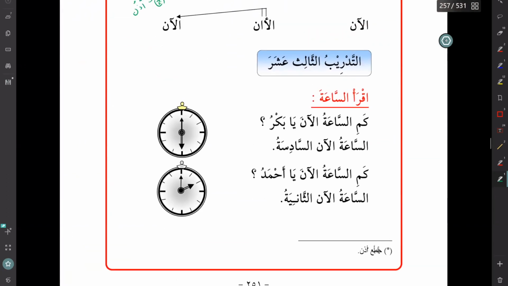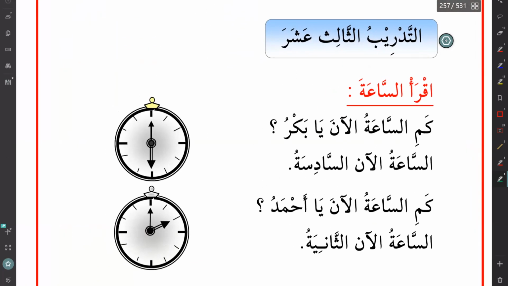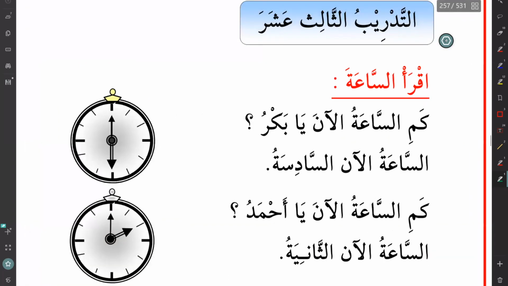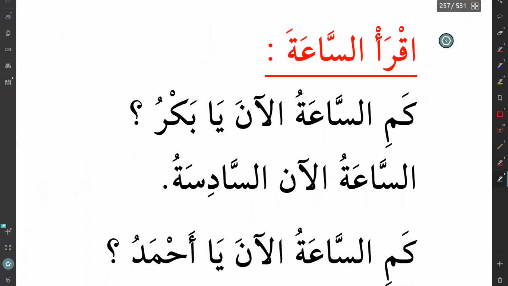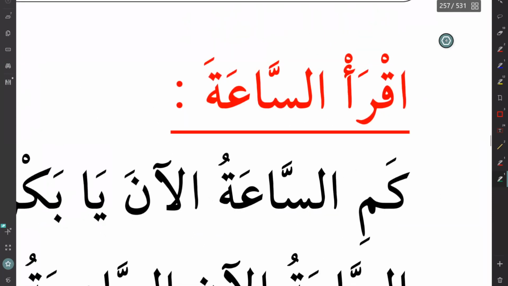Here they will be teaching you, here they will be talking about how do we say time. How do we say time? Okay. So the expression that we say or we use is kamisa. Kamisa. This is the main expression.